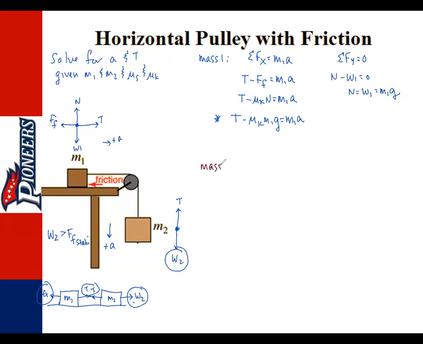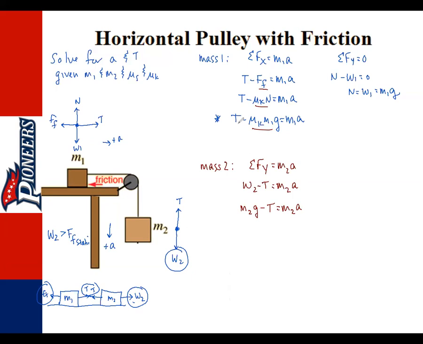And then, what about the hanging mass? The good part about the hanging mass is what you see is what you get. There's only the forces in the y direction. There's no x forces. And again, down's positive. W2 minus tension equals M2A. W2 is M2G. So this looks just like what we did with zero friction. The only thing that changes is this part right here, because there's friction.